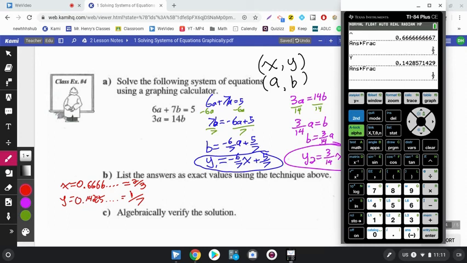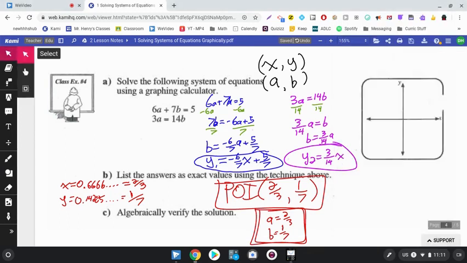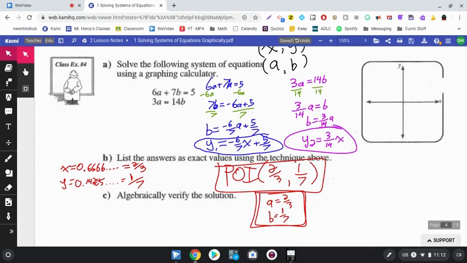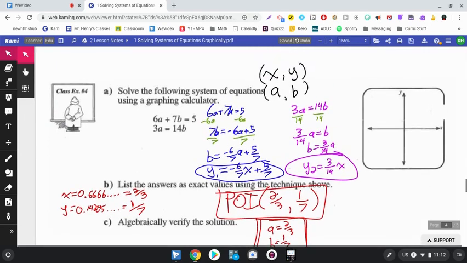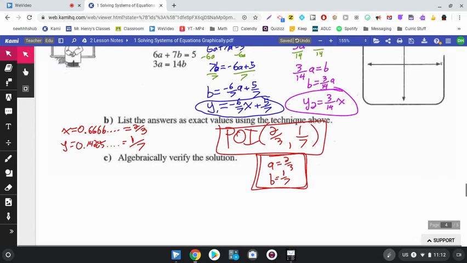Okay. So in terms of this actual question, POI, point of intersection, is 2/3, 1/7. Or A is equal to 2/3, B is equal to 1/7. Those are the exact values to solve, and I did it simply by using my graphing calculator. I just had to rearrange. Okay, so using your graphing calculator, if it's already in y equals, we're good to go. It's super easy. If not, I have to rearrange to y1, y2, and then you just state your point of intersection.